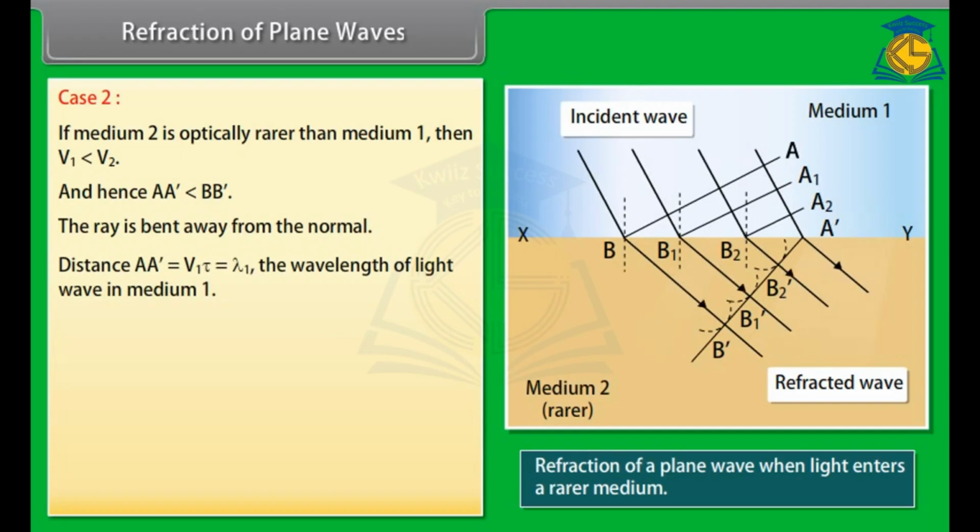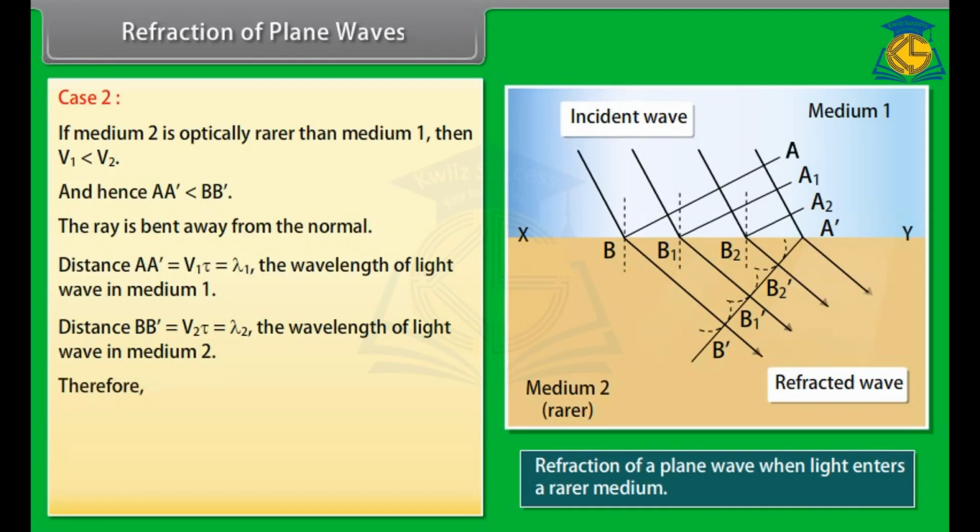Distance A' is equal to v1 times tau, which is equal to lambda 1, the wavelength of the light wave in medium 1. Distance B' is equal to v2 times tau, which is equal to lambda 2, the wavelength of the light wave in medium 2. Therefore, v1 by v2 is equal to lambda 1 by lambda 2, or it can be written as v1 by lambda 1 is equal to v2 by lambda 2 is equal to nu.